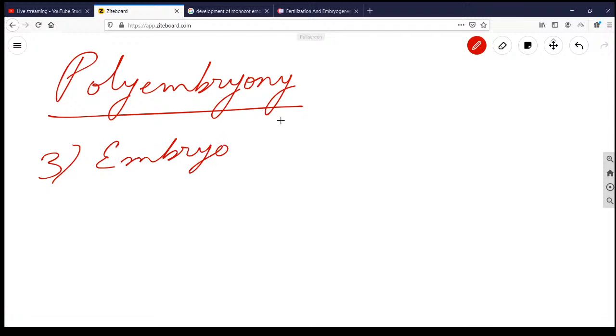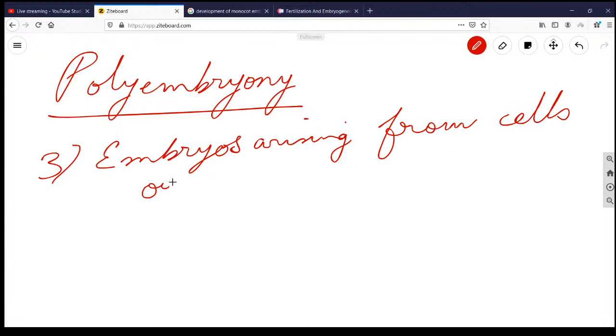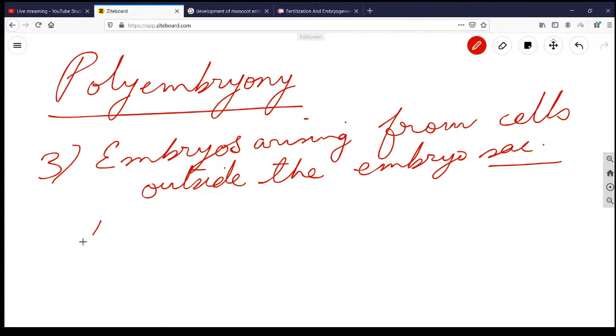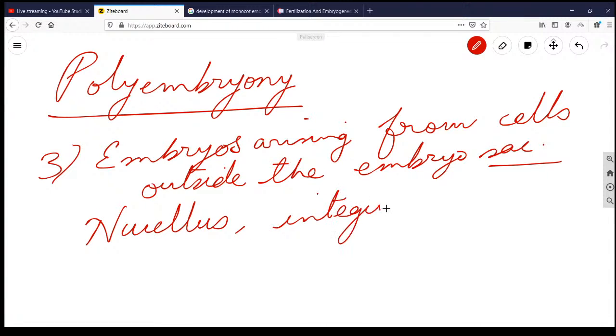Embryos arising from cells outside the embryo sac. Outside the embryo sac means what? You have the integument, you have the nucellus. So from those regions, right? Nucellus, the integuments. Okay. So what happens is the cells of the nucellus and integuments have also been observed to develop into embryos. Both have been observed to develop into embryos.